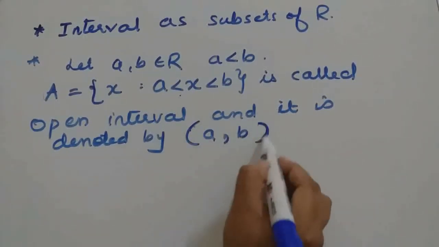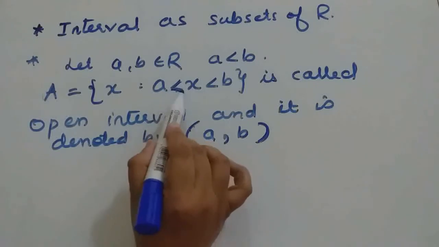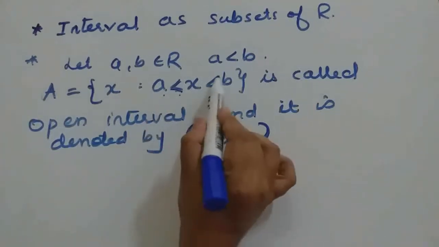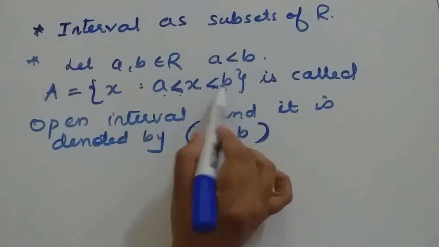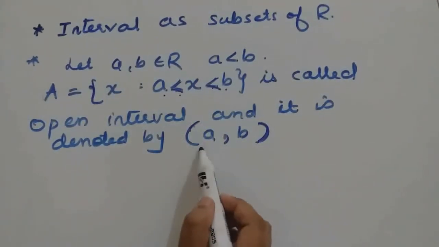Open interval means, see here, x is greater than a but not equal to a, x is less than b but not equal to b. So this is the condition for an open interval.